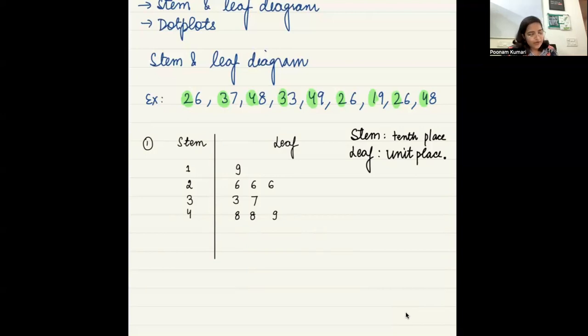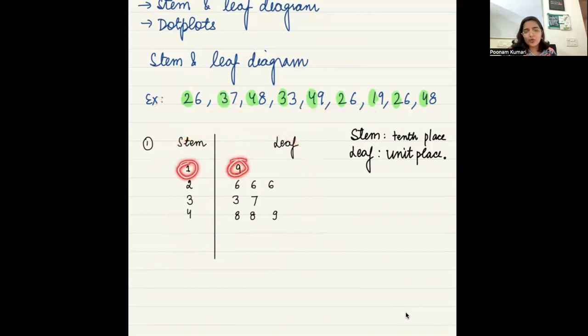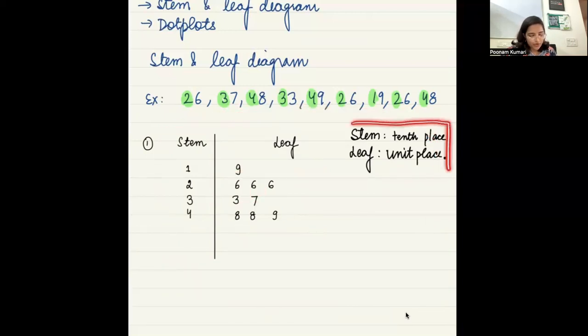Okay. So whenever you see any diagram like this, you can find what your data was. So 19 was one number, then 26, and then again 26, and then again 26, and then 33, and then 37, and then 48, and then 48, and then 49. Okay. So that is what you have to do. Write leaves, and then just mention what your stem and leaf are so that you can figure out the data. Okay. Is that all right?